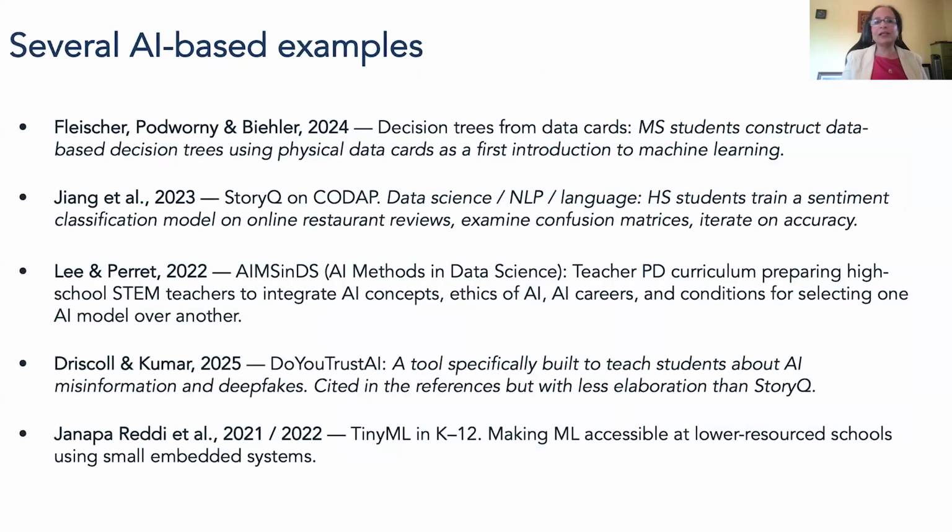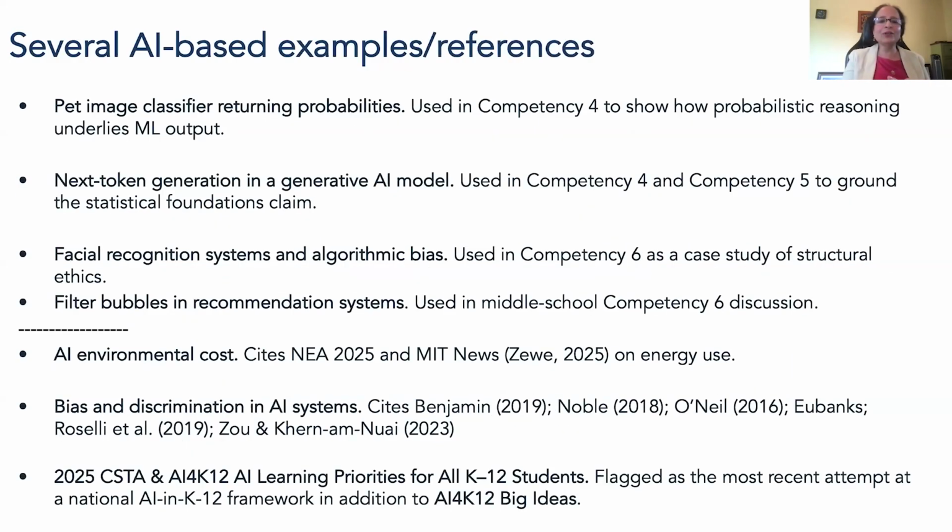The report has several AI-based examples. In addition to the StoryQ project, there's one around decision trees from decision cards. It has AI methods in data science. It has a Do You Trust AI tool and TinyML in K-12 for lower resource schools. So the report is really very rich in examples of all kinds. And so I would really urge you to take a look for whatever topic you want to see, whether it's for the competencies or for grade level or in a specific subject or around AI.